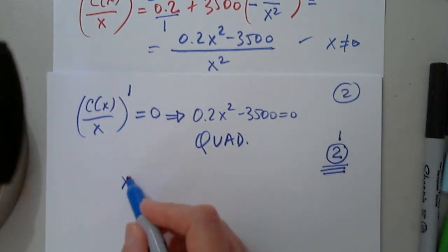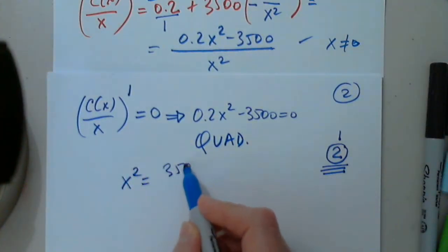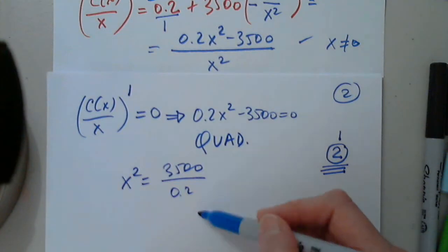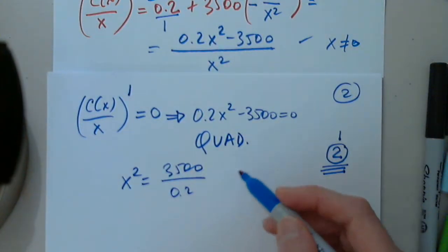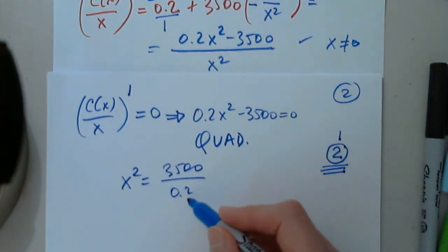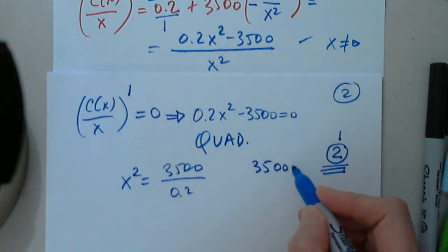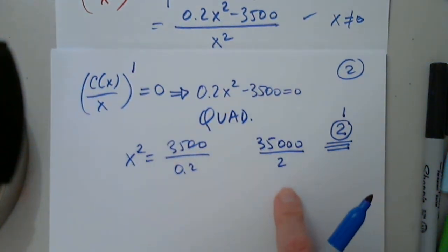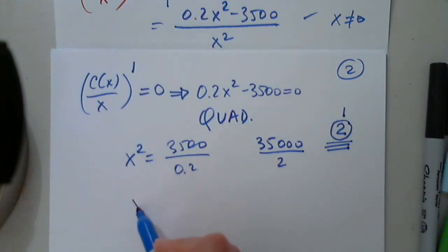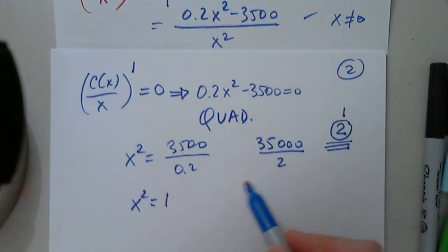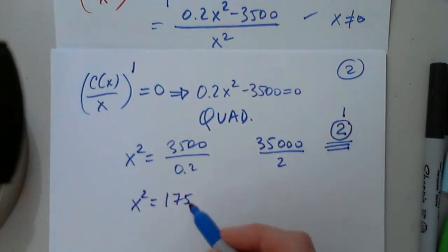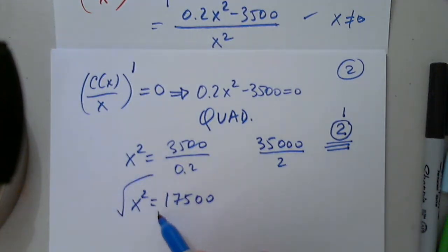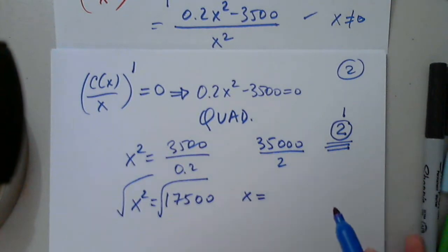Okay. So then x squared equals 3500 divided by 0.2. Here's how I do this. I multiply top and bottom by 10 to eliminate the decimal number. 35000 divided by 2. And now this is easy. So I have x squared equals, what is it? So it's 1, and it's 7, and it's 5, and 2 zeros. And now I take the square root. And I have to obtain 2 solutions.